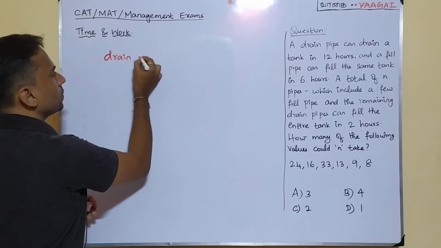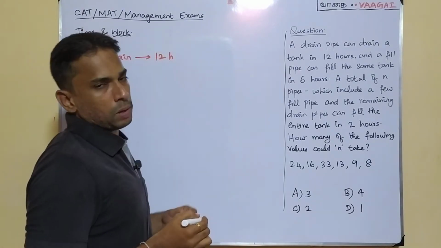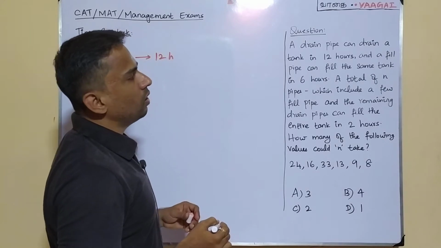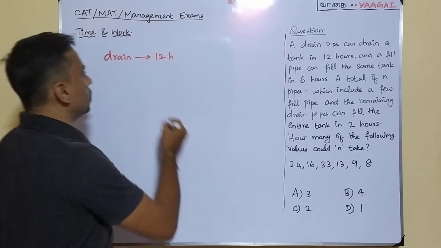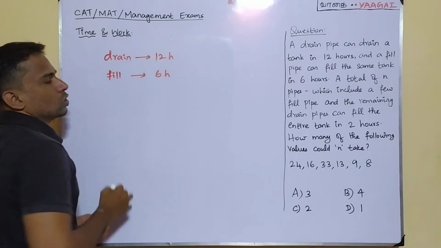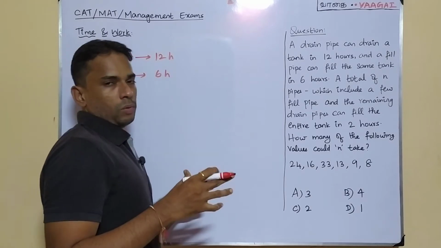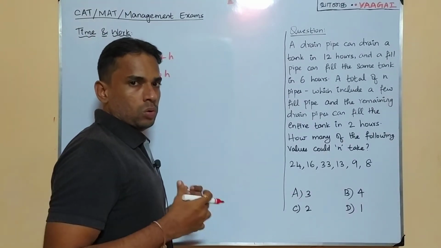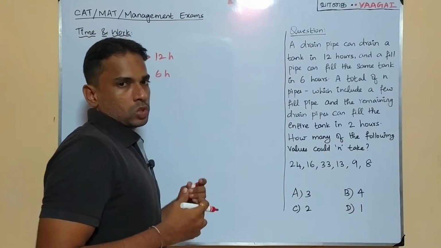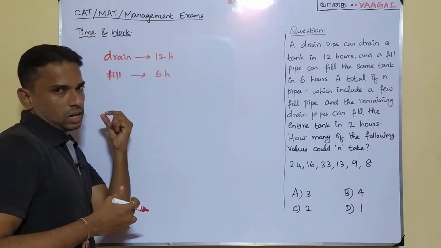So drain pipe is taking 12 hours, and there's a fill pipe also. The fill pipe can fill the same tank in 6 hours. So there's a tank there, which is going to be filled by these two pipes. The drain pipe is taking 12 hours and the fill pipe is going to take 6 hours.